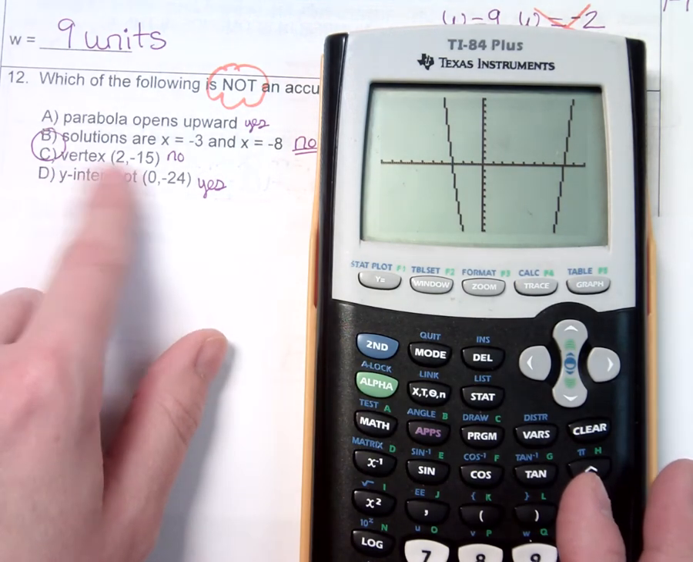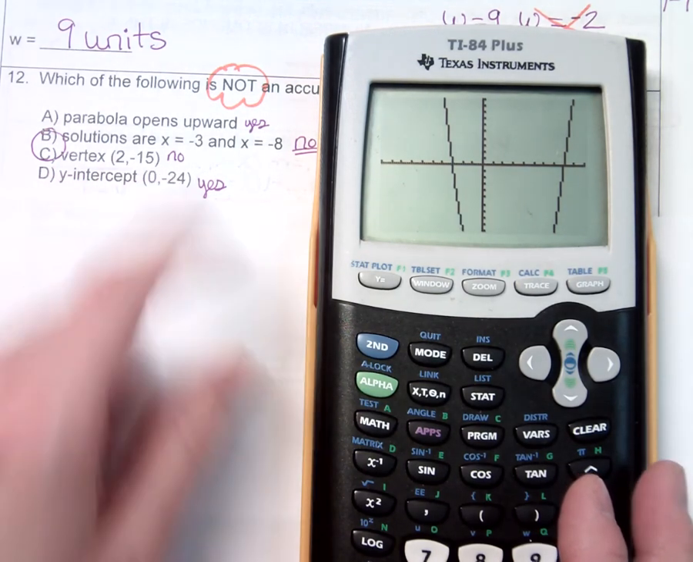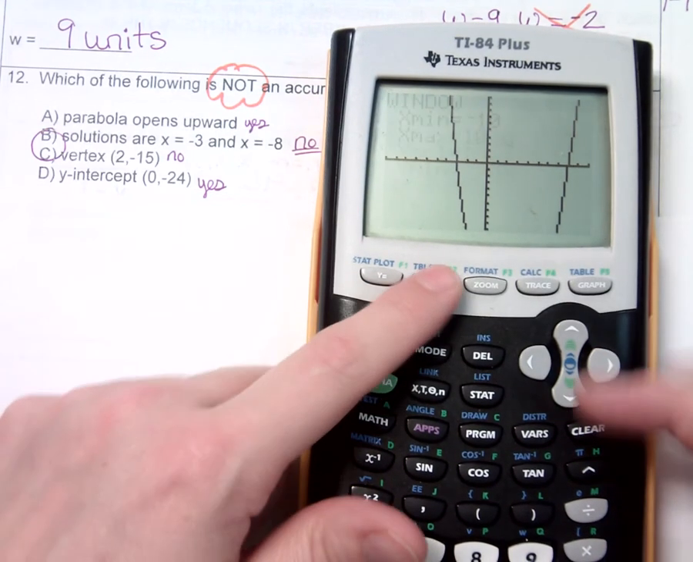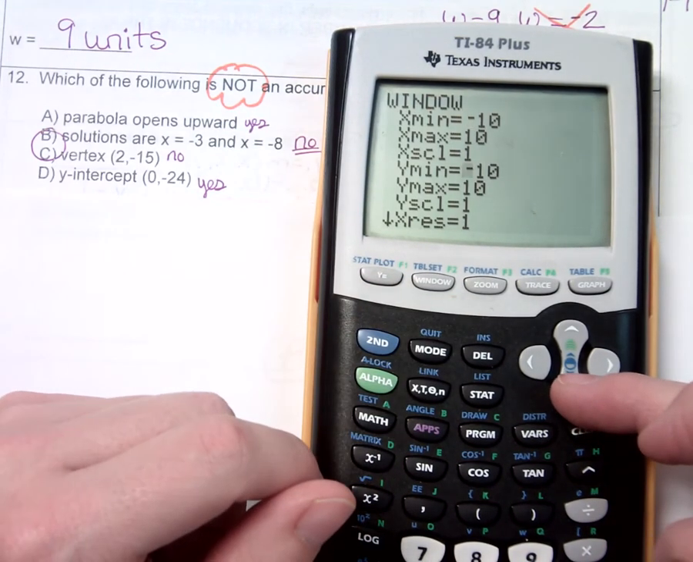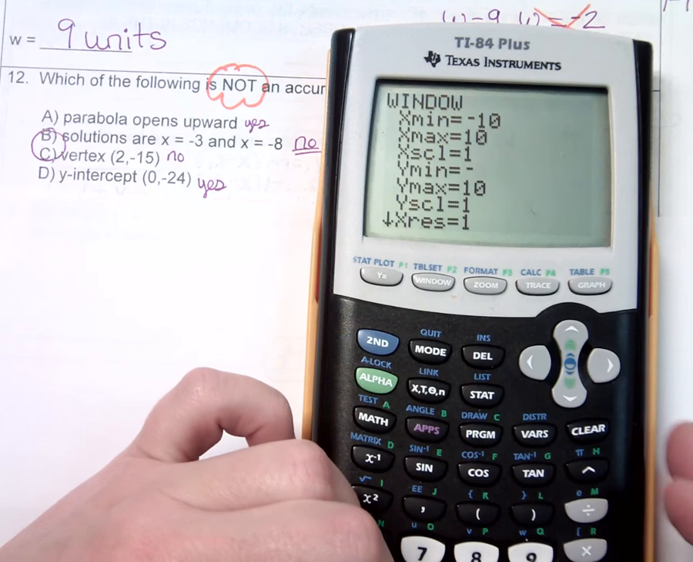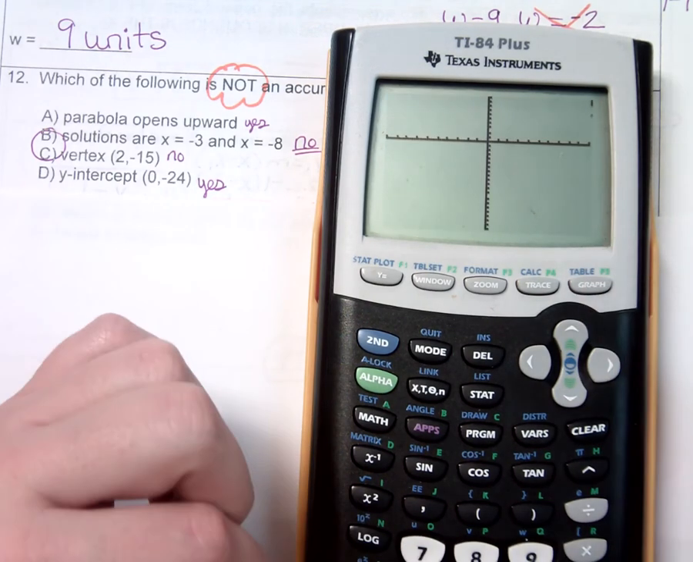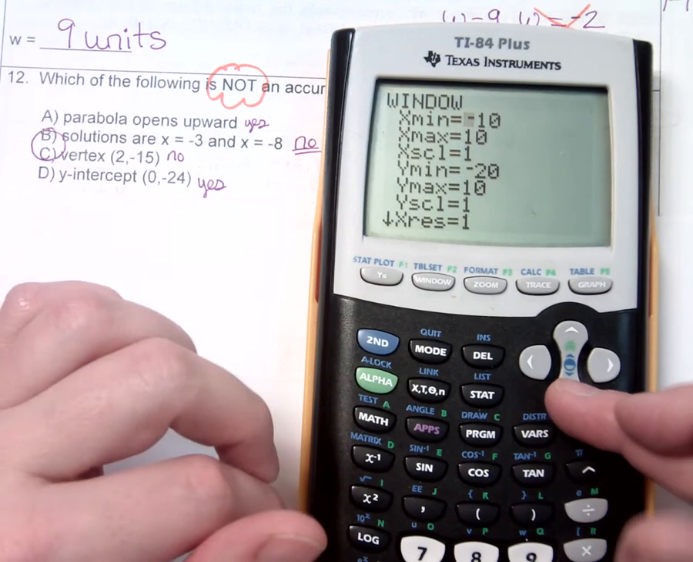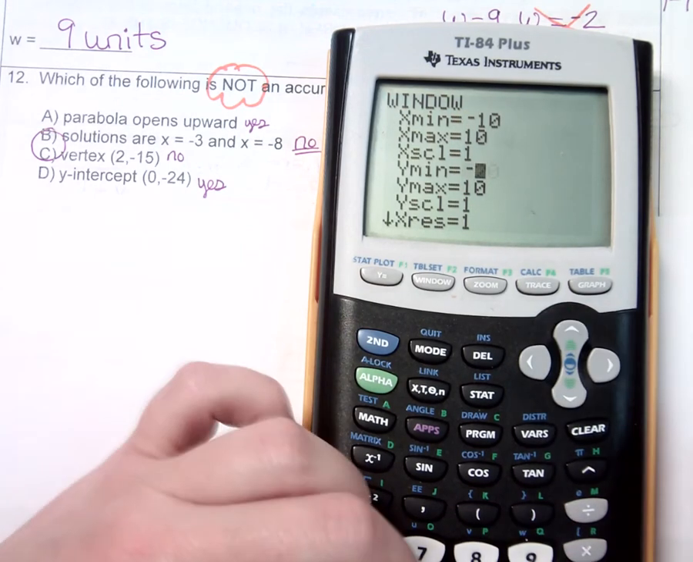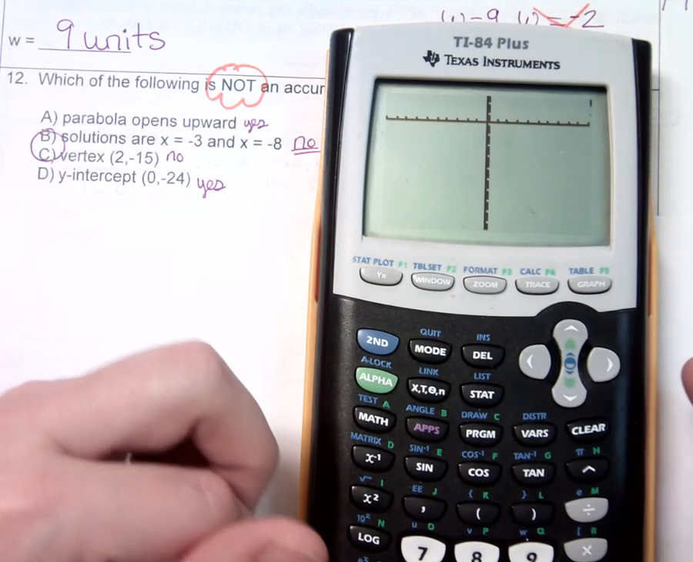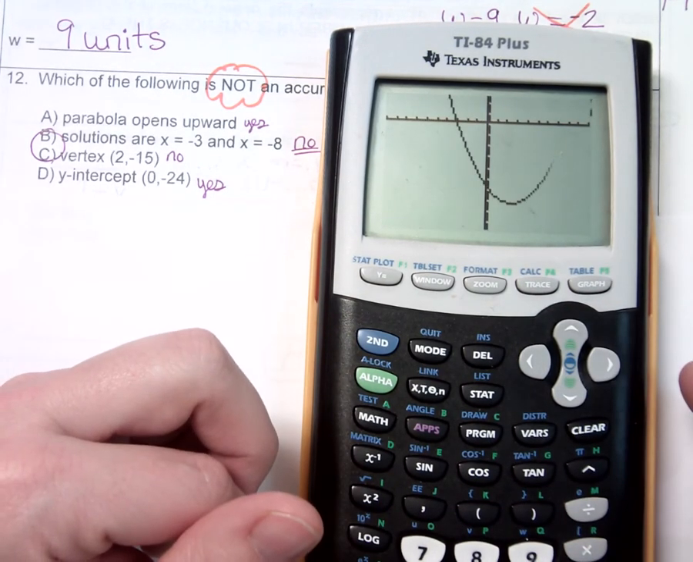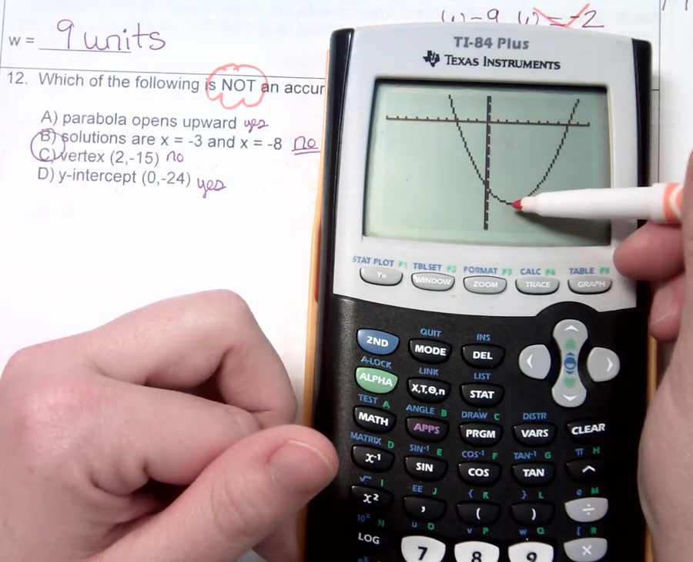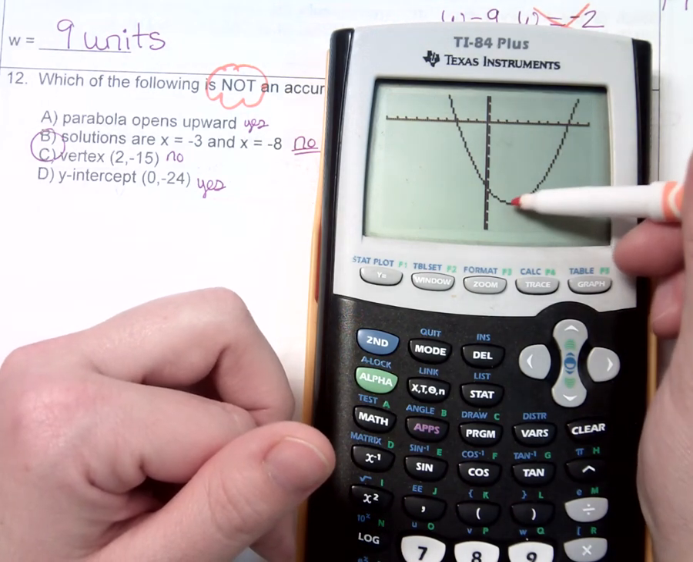C says the vertex is 2, negative 15. Well, I'm just going to play with this a little bit. I can't see the vertex, so I'm going to go to Window, and I'm going to change my Y min to, say, negative 20, and take a look. I still can't see it. Let me go down a little bit farther. Negative 40. Okay, this down here is my vertex, and I can find this vertex a few different ways.